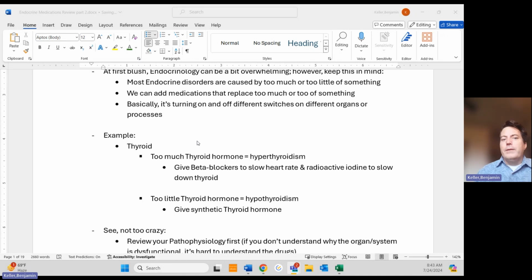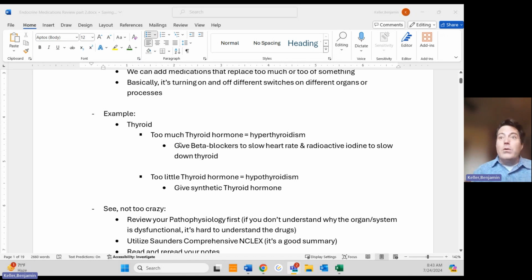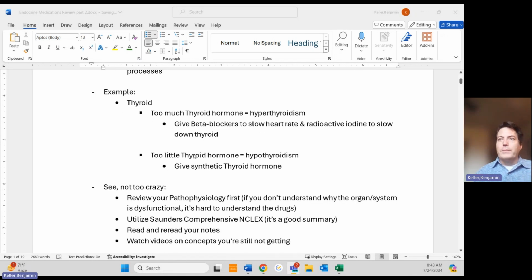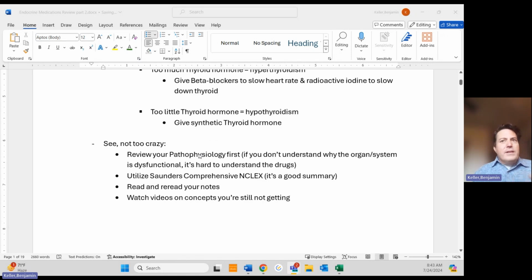So let's take a look at a couple of examples. An example would be your thyroid. If you have too much thyroid hormone, that is hyperthyroidism, and we'll see that in things like an elevated heart rate. So we can give a beta blocker to turn down that heart rate, to slow it down. Or maybe they have too little thyroid, so we can give them some synthetic thyroid hormone like thyroxine. We'll talk about some of these, like levothyroxine. So it's not too crazy.